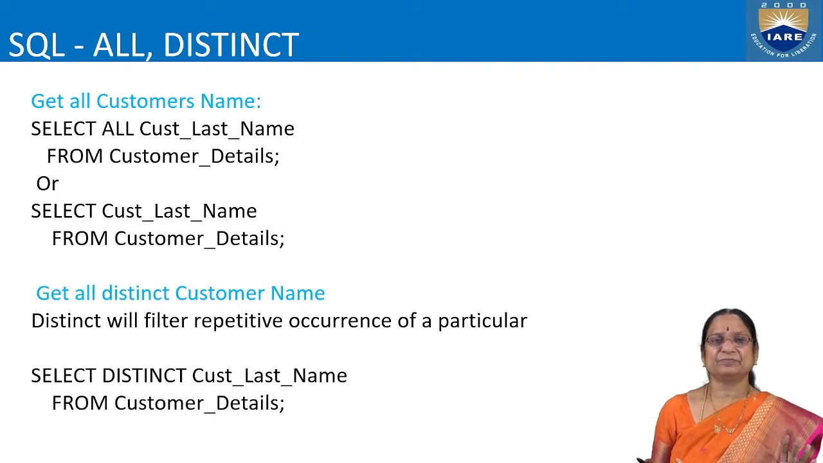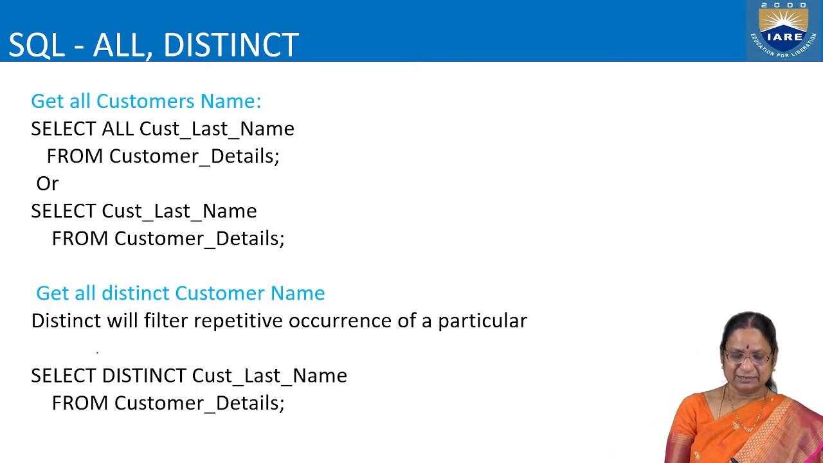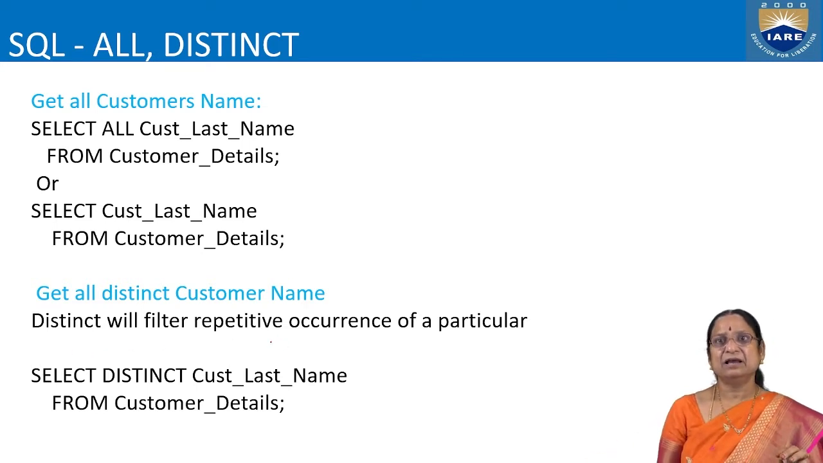ALL is the default. For example, a customer name might be repeated. If it is repeated 2 times, it will display 2 times; 3 times repeated, 3 times. But if I want only once, then I have to use the word DISTINCT. You observe, DISTINCT means repetitive occurrences of the particular tuple will be filtered.